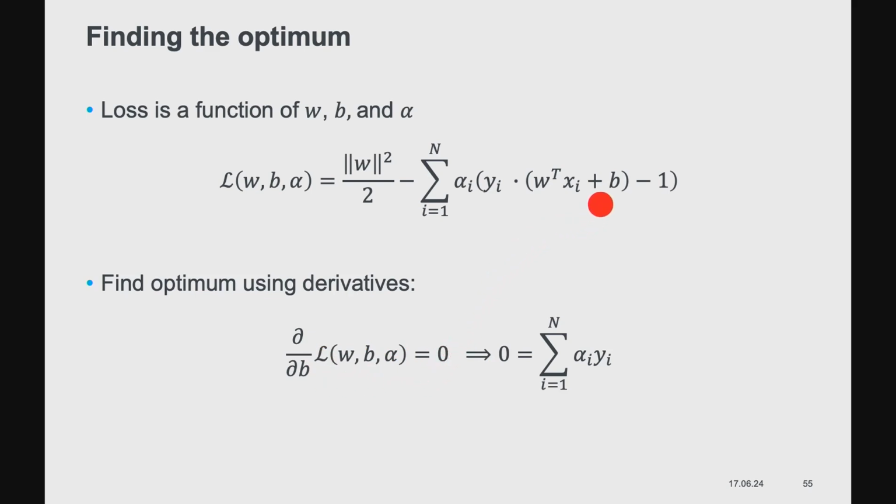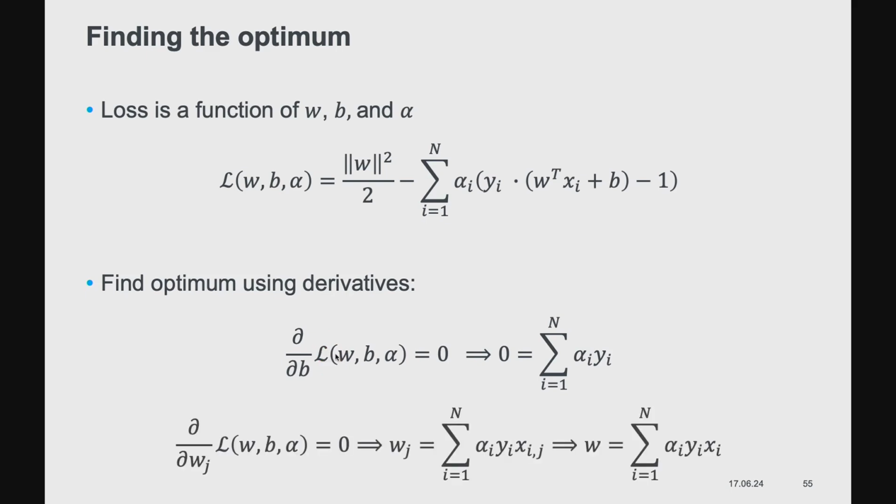And the derivative then, if this is 0, that means we have here this term. There is no b in there. So therefore, we have the derivative of b is alpha I yi. And so the derivative is the sum over alpha I yi, and this we set to 0. So this is one result that we get from setting this to 0 to optimize the result.